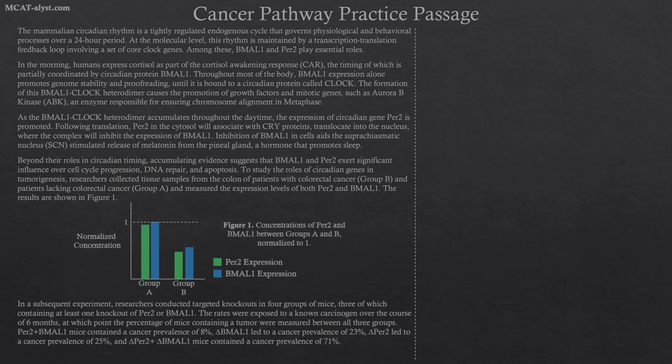I already know about the circadian rhythm, so I'm not too worried about that. This is just fluff. It's just introducing what we're talking about in the passage. At the molecular level, this rhythm is maintained by a transcription translation feedback loop involving a set of core clock genes. BMAL1 and PER2 are these genes that they're going to be talking about in this passage.